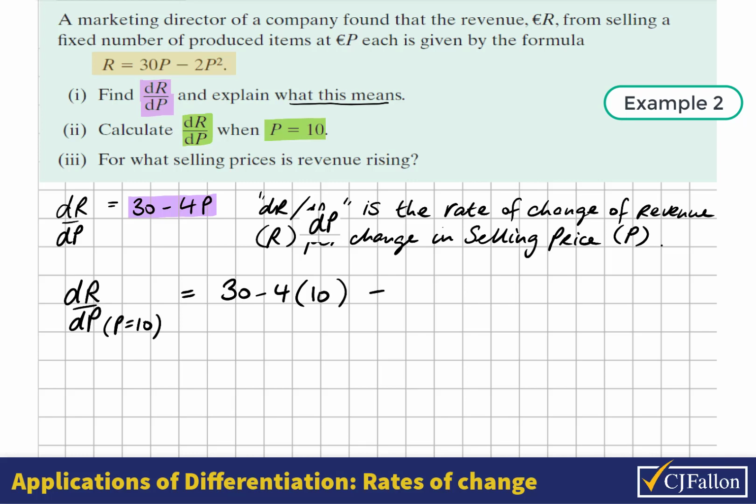This is just an index, there are no units to this because it's R divided by p, which is euros divided by euros, so it's just an index. So negative 10 is the answer.